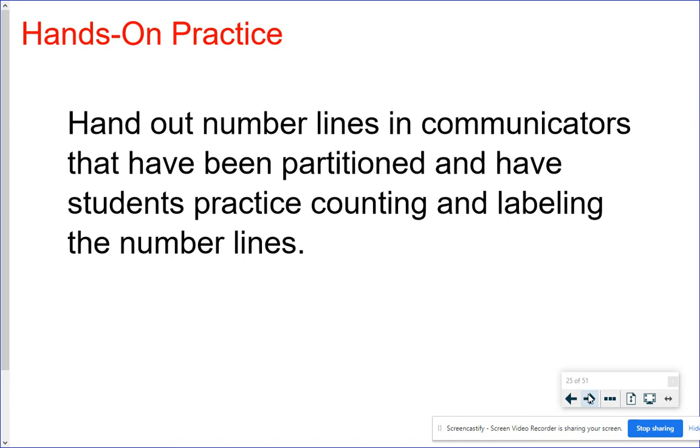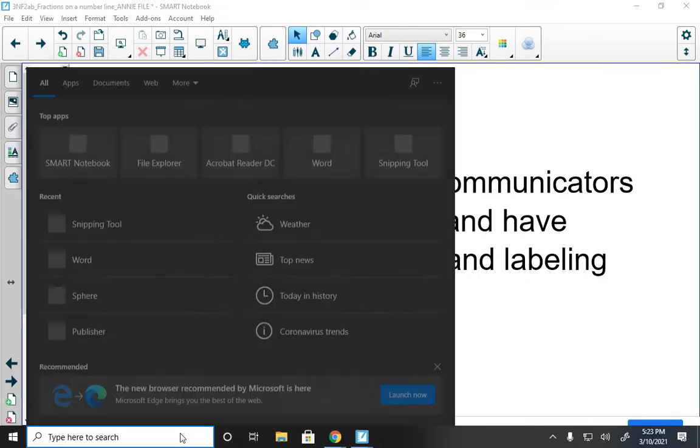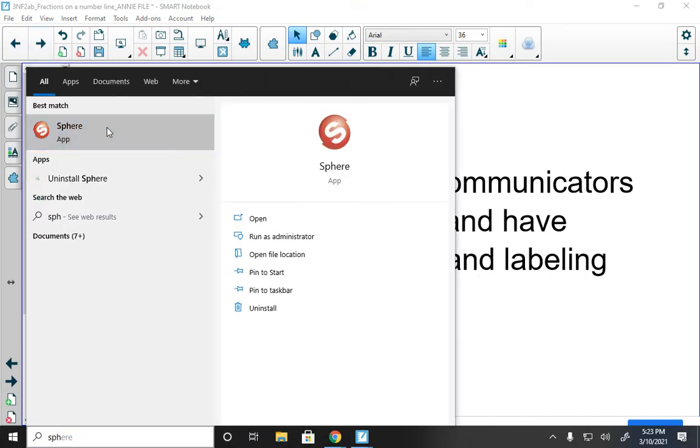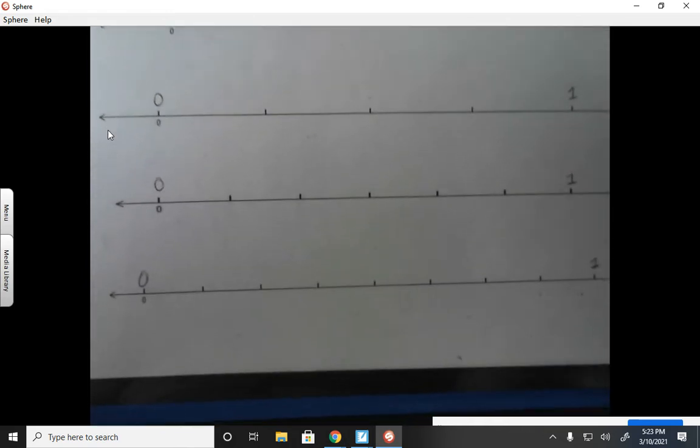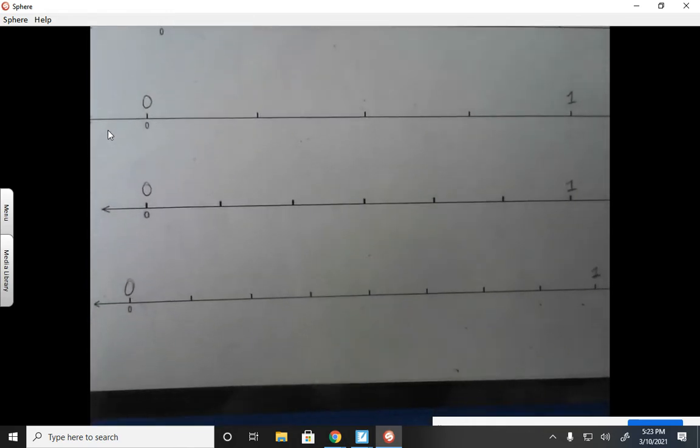So now the substitute, if you will pause the video, and it says hand out number lines and communicators, but I actually want y'all to have a piece of paper that you're going to write on with your pencil. You don't need to do it in the communicator. And when everybody has this piece of paper right here, then you can unpause the video again and they can walk through filling this out with me.